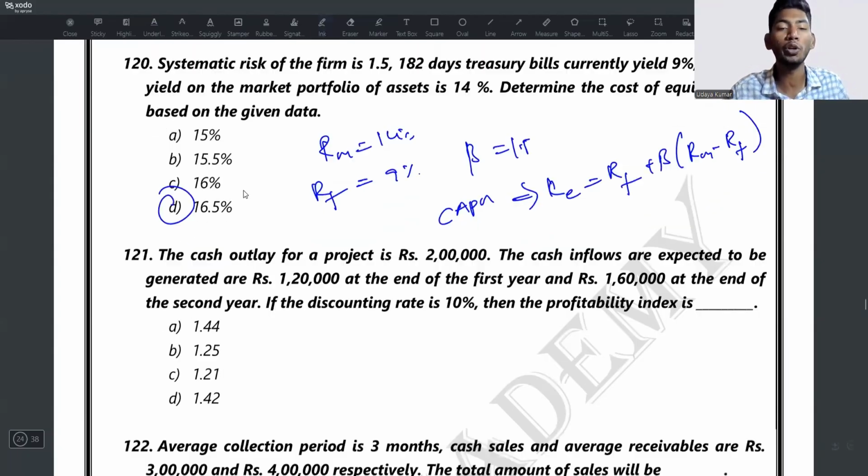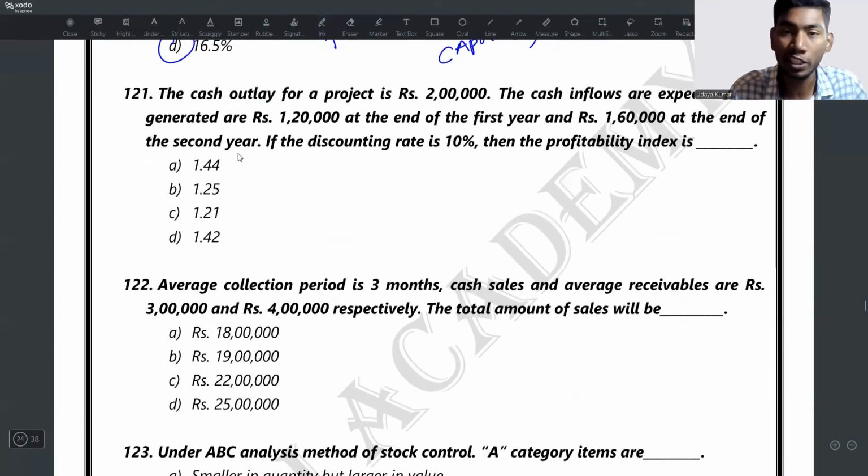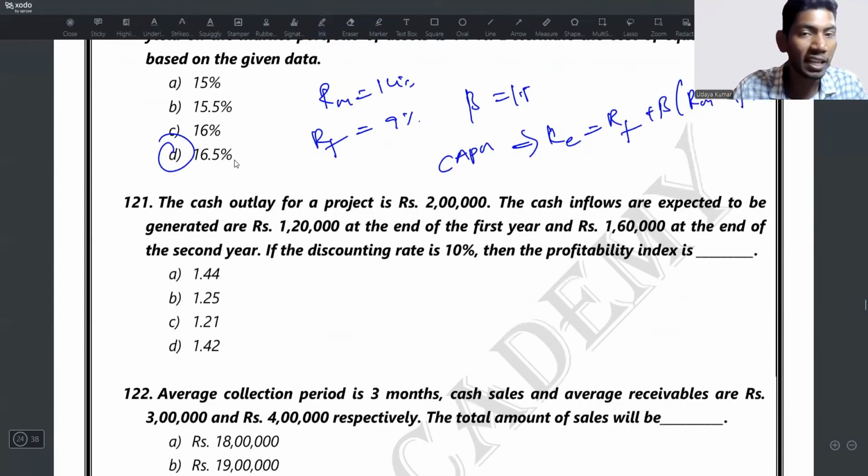Moving to question number 121. The cash outflow for a project is rupees 2 lakh. The cash inflows expected to be generated are rupees 1,20,000 at the end of the first year and rupees 1,60,000 at the end of the second year. If the discounting rate is 10%, what is the profitability index? You have to follow the profitability index formula: present value of cash inflows divided by cash outflow. We have used this formula many times, called the profitability index. You must be able to answer the questions.